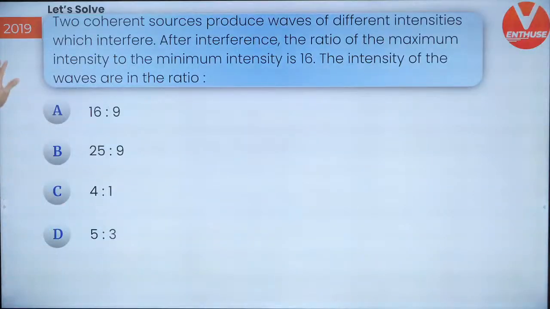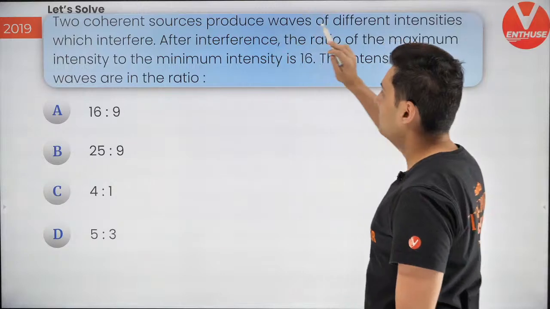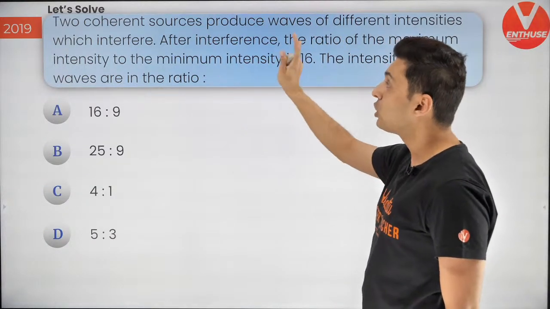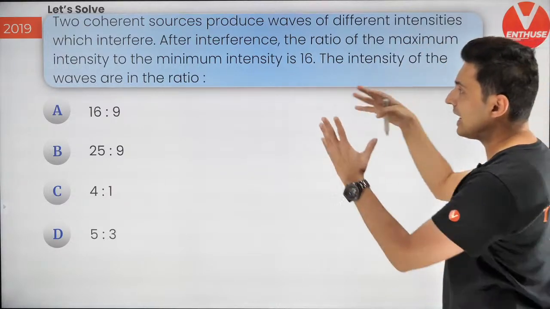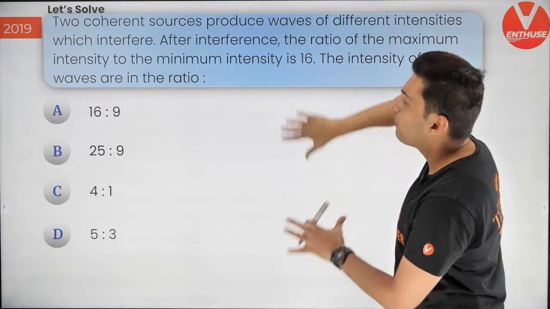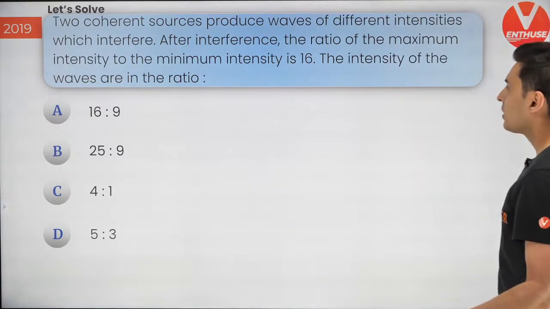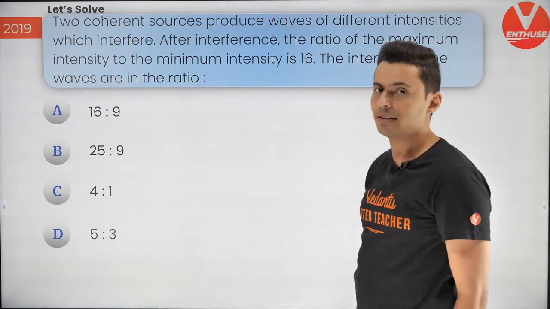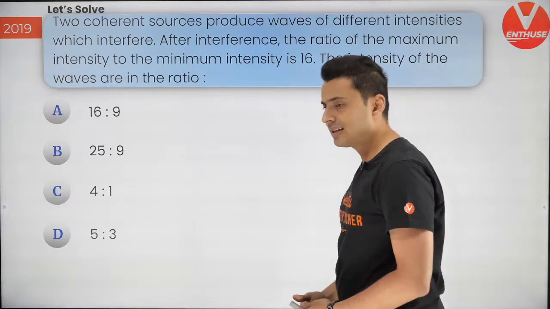Yes, cool. Let's get going with questions. 2019 JEE question. Two coherent sources produce waves of different intensities, and they interfere. When they interfere, the ratio of the maximum intensity to the minimum intensity is 16. What is the intensity of the individual waves which are interfering? Options are given. Let's figure out which of them is correct.